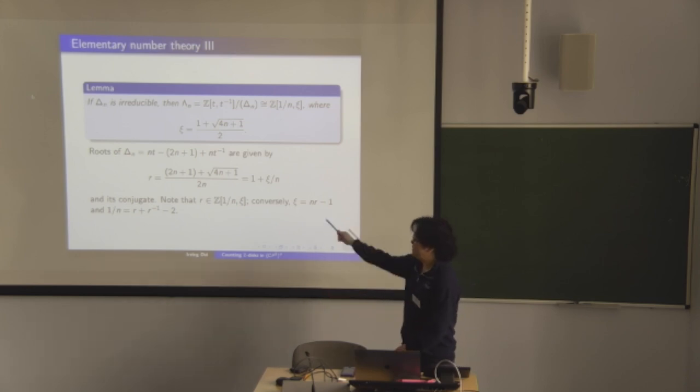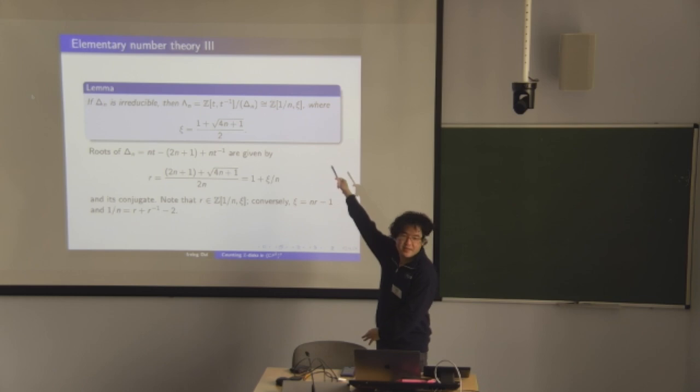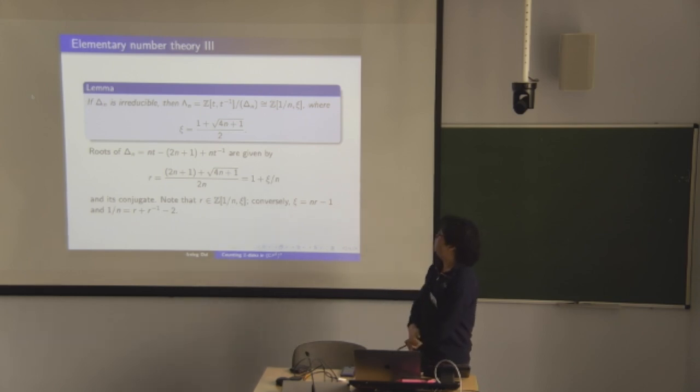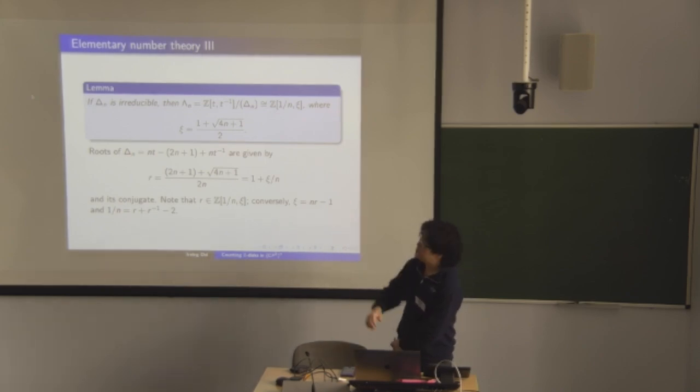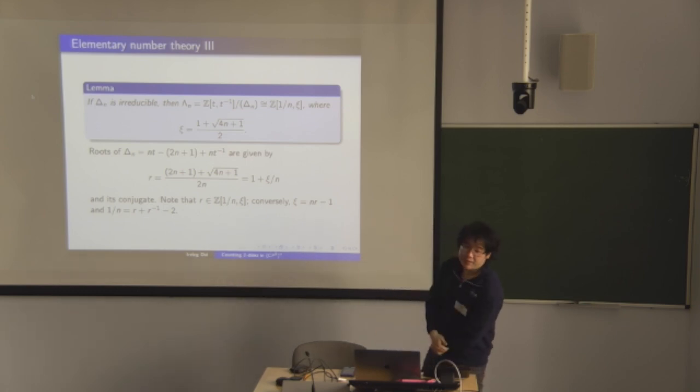Clearly, the roots of this polynomial are in this adjoining. If I adjoin both χ and 1 over n, then I can get the roots of this polynomial. And conversely, it's not very hard to see that you can get both χ and 1 over n by adjoining both roots of the polynomial Δ_n. So the point is that the polynomial ring that I want to consider is not quite a quadratic ring of integers. It is a quadratic ring of integers adjoin 1 over n.